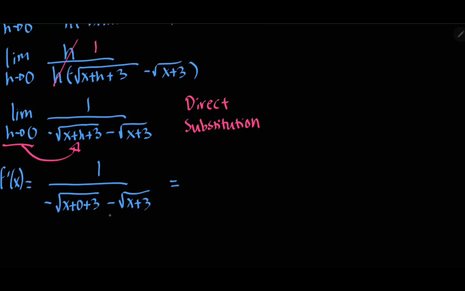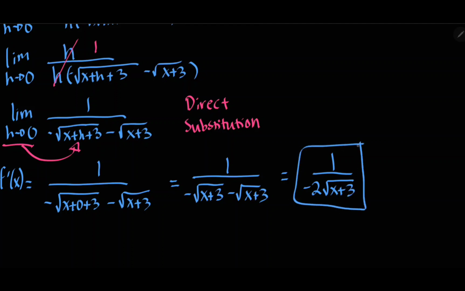So our derivative equals this. Can be simplified to 1 over the negative square root of x plus 3 minus x plus 3. Well, anything minus itself, we have 2 of them. So it will be 1 over negative 2 square root of x plus 3. This is the simplest form of our derivative function. So this is our first derivative.